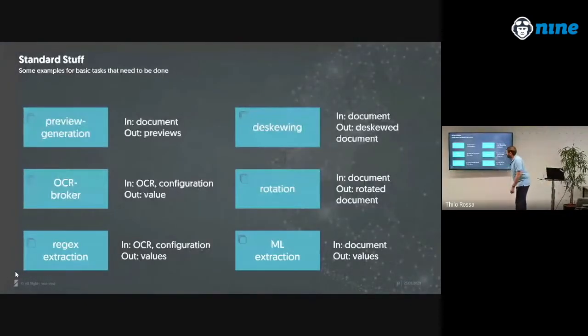So what are we doing with our microservices? Here are some basic examples of the workers we have in place. We have a worker that does nothing else than generating previews. Take an image and scale it down, scale it up, scale it into formats that the machine learning workers or extraction workers can later use.